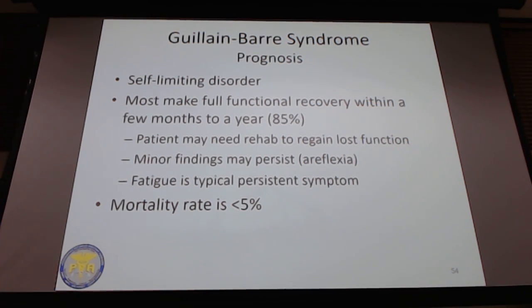So sometimes self-limiting, right? Usually most people make a full recovery, months to years. They may need rehab, right? So we got nerve involvement. So again, it can be variable how fast it comes back. They could have some minor areflexia, fatigue, persistent, and then mortality rate less than 5%. That's not too bad, right? Unless you're at 5%, I guess. I don't know. Yeah. So it's there. It's definitely a consideration and something we need to think about.